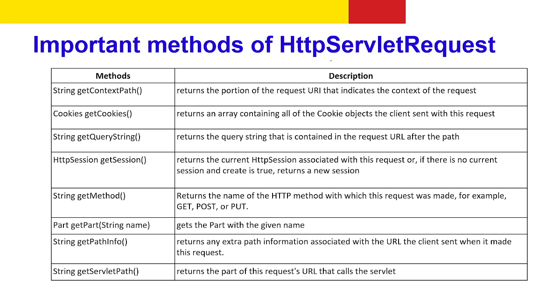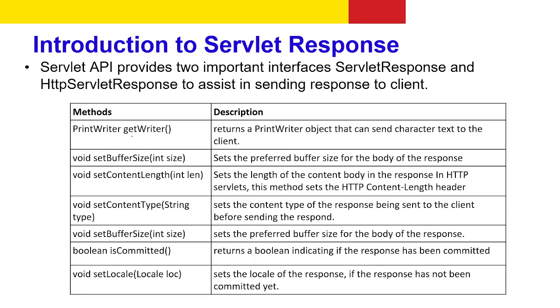So these are the important methods of the HttpServletRequest. Now just look here, the response. In a servlet, if you want to send data as a response, then we have to create an object of PrintWriter. The PrintWriter object's getWriter method is used to send the data to the client. That's why we use the PrintWriter.